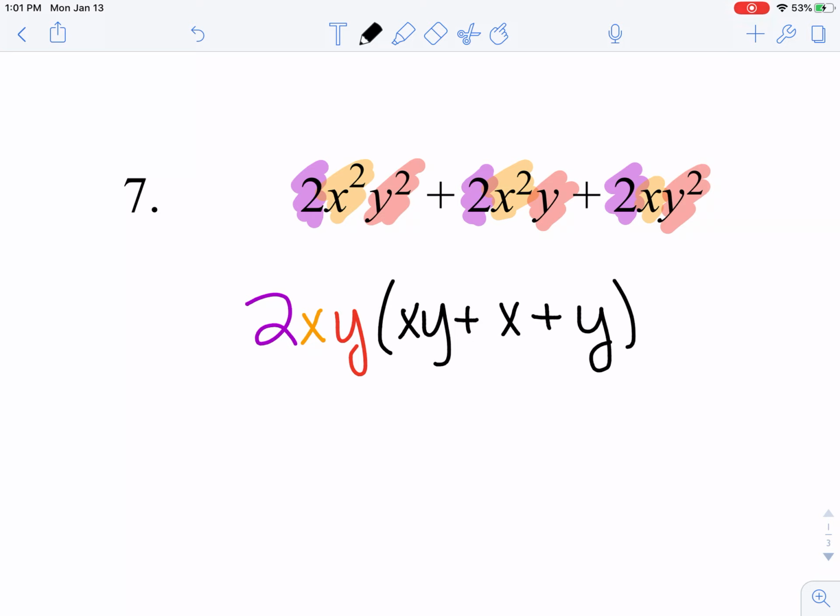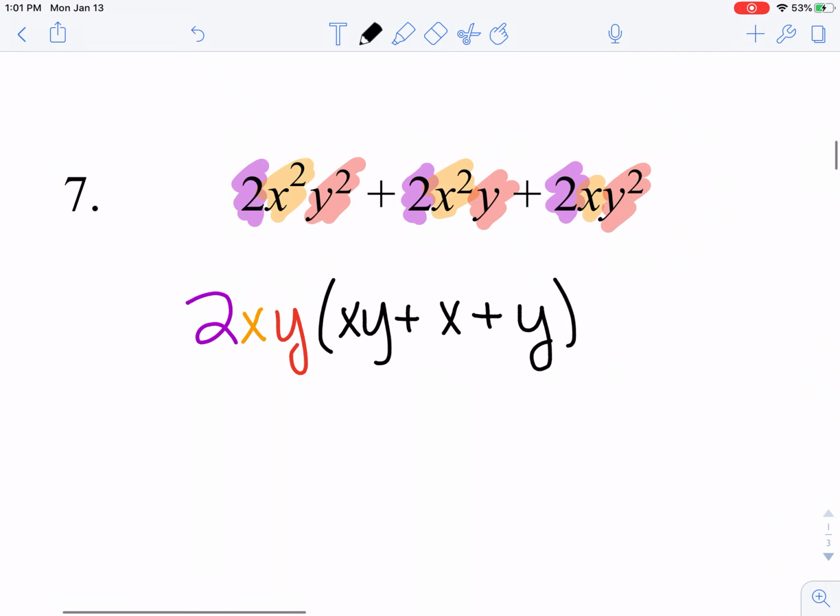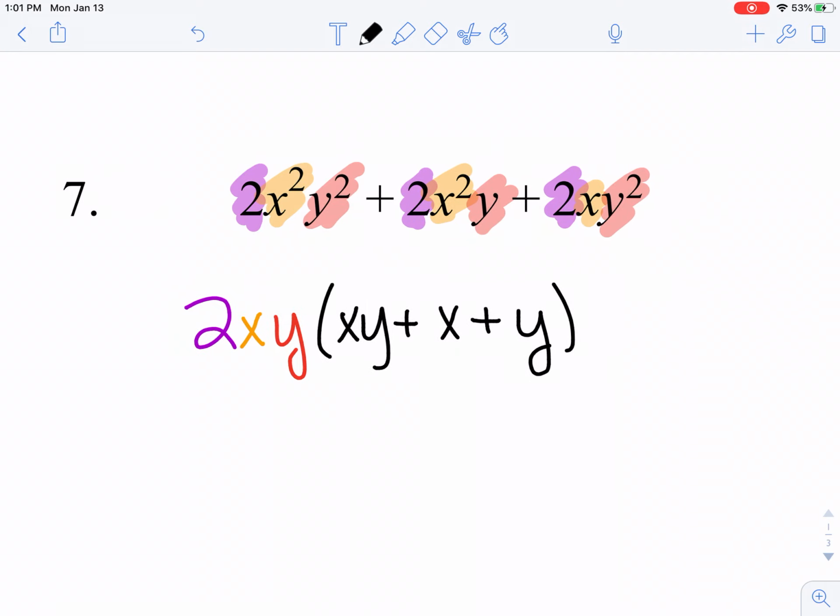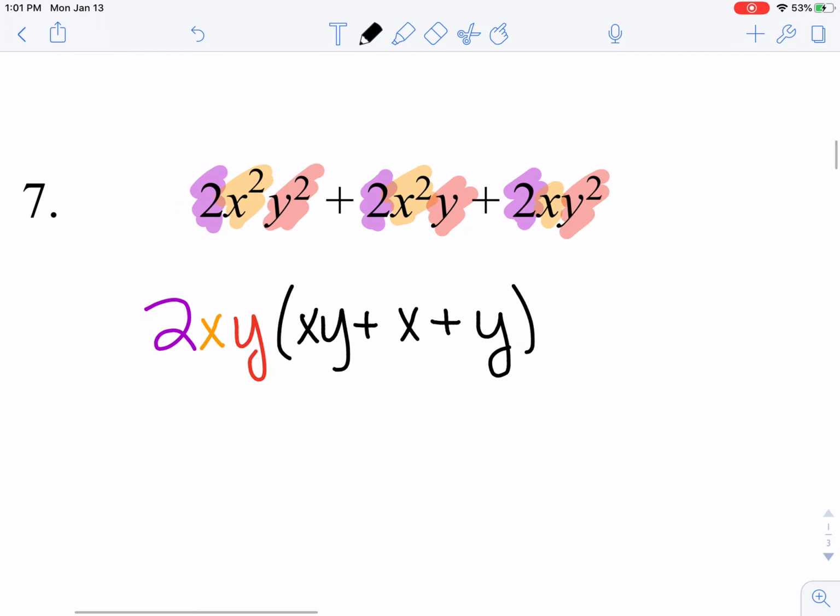So when I take a 2xy out of my first term, I'm left with x times y. And then when I take the 2xy out of my second term, or I divide that term by 2xy, the 2 goes away, the y goes away, and all I'm left with is 1x, or just an x. And similarly for that last term, if I take a 2xy out of that last term, the 2 divides itself, the x divides itself, and the y divides itself.